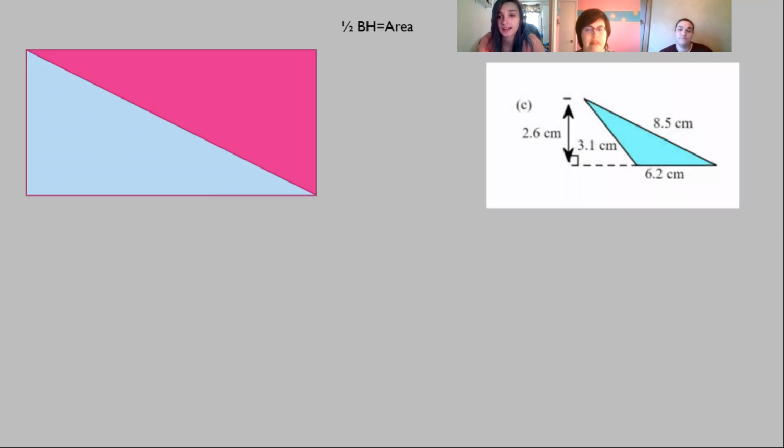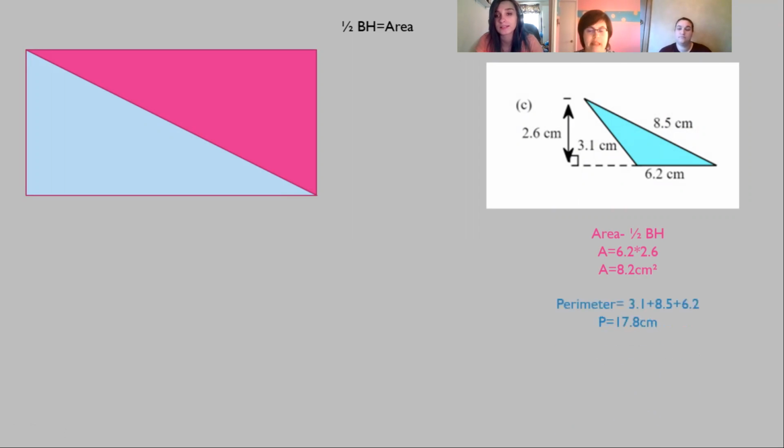Here is our next triangle. So our height is actually this 2.6. We're going to ignore this dashed line. It's just there to aid us in visualizing a right triangle. So we're going to go ahead and plug in our numbers. 1/2 base times height, and I forgot to put the 1/2 right here, so we're just going to pretend that it's there. So 1/2 times 6.2 times 2.6 equals 8.2 centimeters squared.